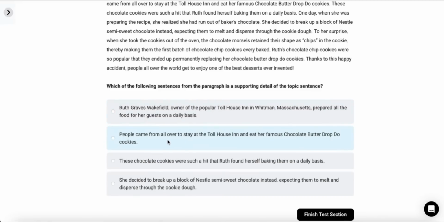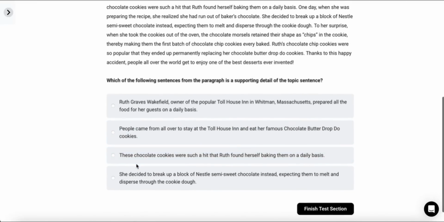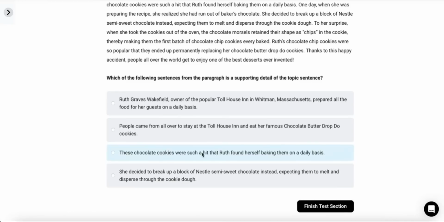People came from all over to stay at the Toll House Inn and eat her famous butter drop do cookies. This is a statement that supports the popularity of her other cookies, but not the chocolate chip ones, so this is not correct. These chocolate chip cookies were such a hit that Ruth found herself baking them on a daily basis. Again, we want a sentence that supports the fact that these were an accident. This is a result of the popularity of the cookie, but not a supporting statement that shows that this was an accident.